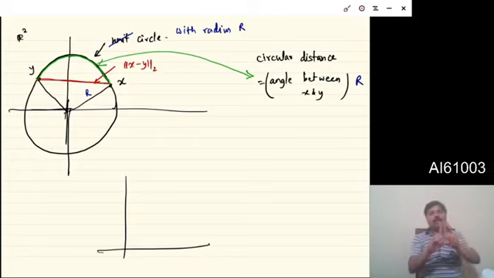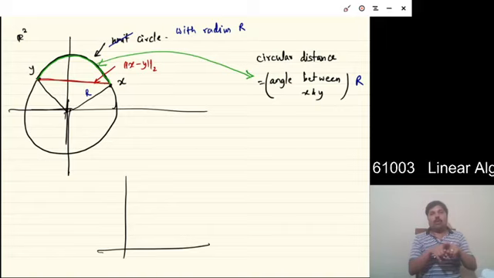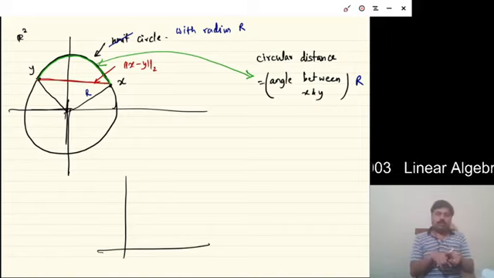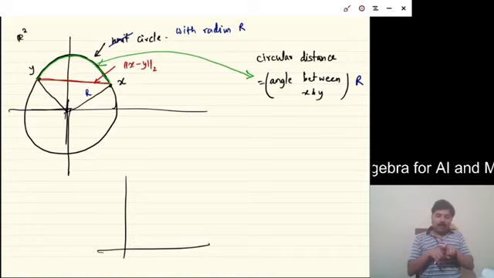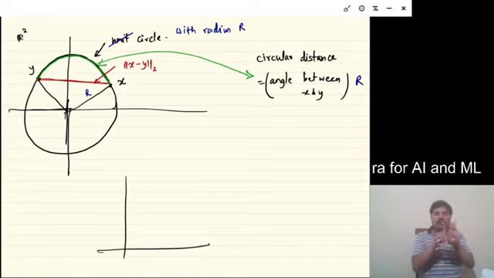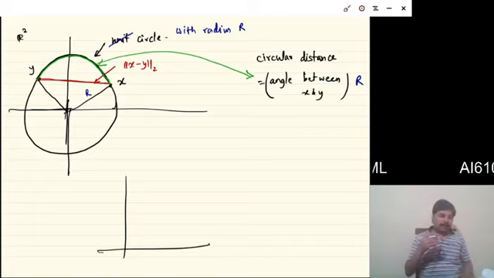If the angle theta is very small, then what happens? The length of chord is roughly the same as the length of arc, and this distance does not make much difference to me. But if I have this particular angle theta very large, then these two differences are different, and they will make a significant change in the understanding of similarity between the two points.